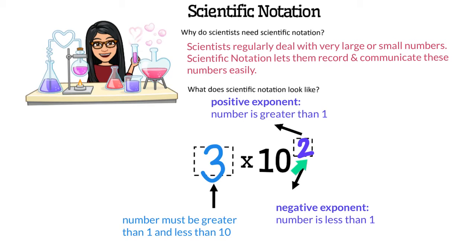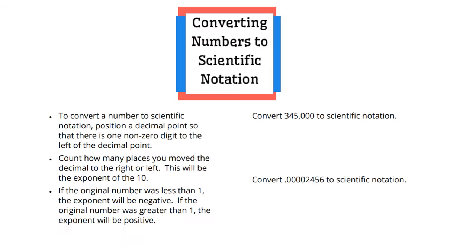Our exponent will tell us if we're dealing with a very large number or a small number. Now, if we have a positive exponent, the number is going to be greater than 1. If we have a negative exponent, our final number will be a number less than 1. So a negative exponent will tell us that we have a very small number. A positive exponent will tell us that we're dealing with a large number. Go ahead and pause the video to write down your notes.